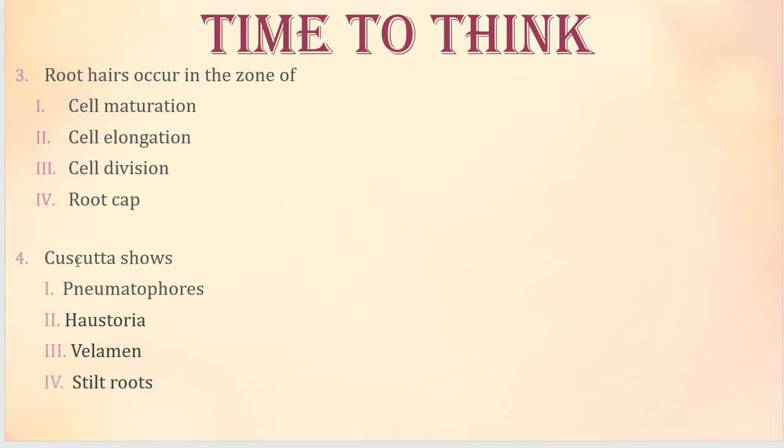And then the 4th question, Cuscuta shows. Cuscuta, I gave the other name, that is Dodder. Think about what kind of plant Cuscuta is, whether it is a free living plant or a parasitic plant. Think about that. Whether it shows pneumatophores. What are pneumatophores? Or Haustoria. And the 3rd one, Velamen. And the 4th option, stilt roots. What does Cuscuta generally produce? What does Cuscuta bear?